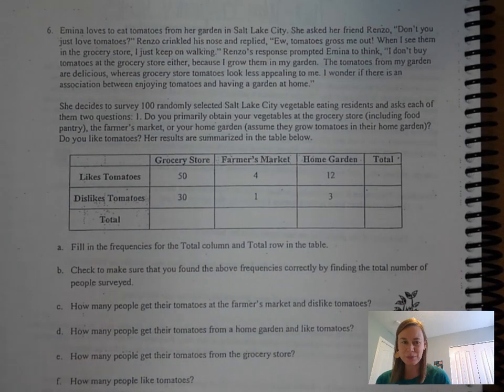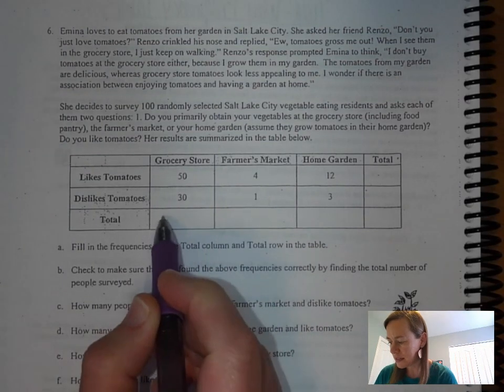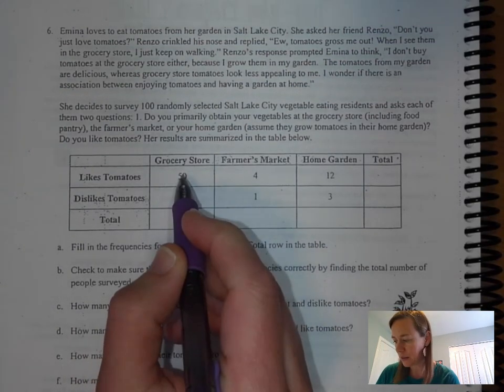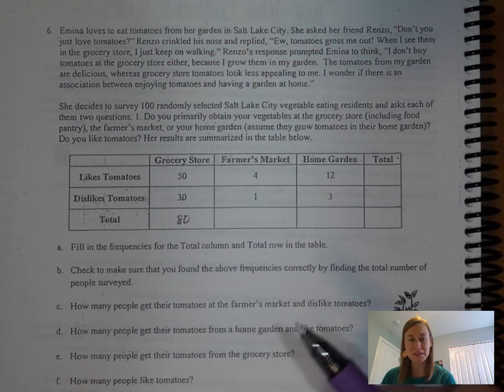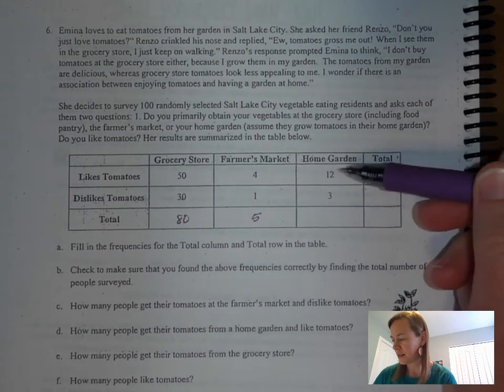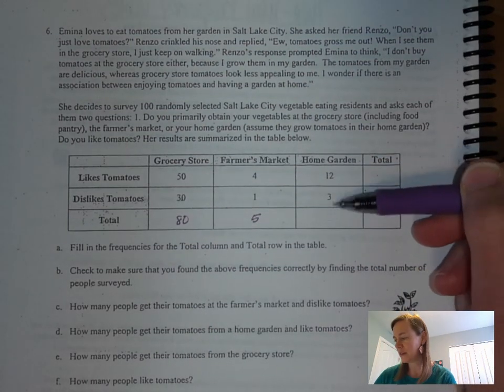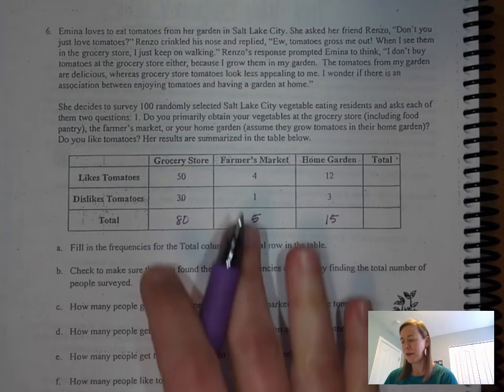So here's how these tables work. They're kind of intuitive. The columns will add up to this number down here. So let's go ahead and add these up. 50 plus 30 equals 80. All right, that's one column. Let's do the next column. 4 plus 1 equals 5. All right, and over here we're going to add these two to get this number. 12 plus 3 equals 15. Okay, so that was the columns.